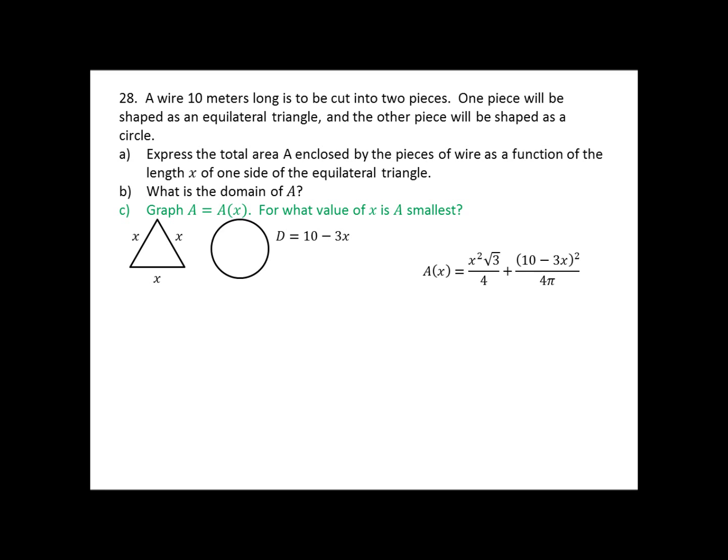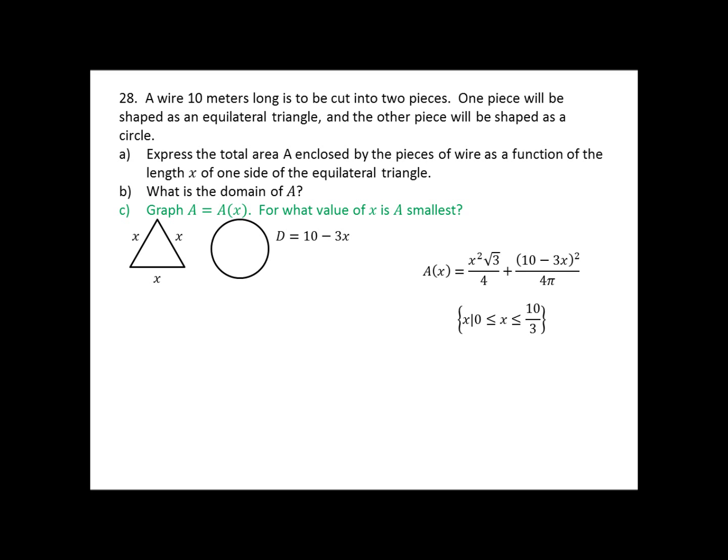Well, the smallest amount that I could use for the equilateral triangle is to use none of it. I could have x be 0 and use all 10 meters to make that circle. The most that I can do is if I use all of the wire to make the equilateral triangle. So my domain is that x has to be between 0 and 10/3. That would be no equilateral triangle, all circle, all the way up to all equilateral triangle, no circle.